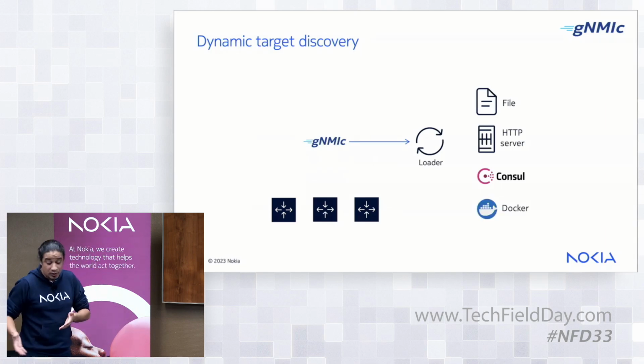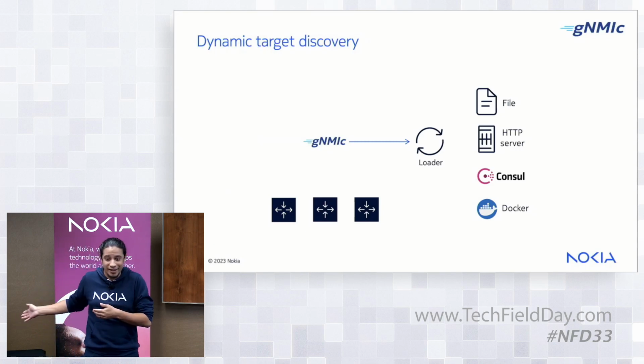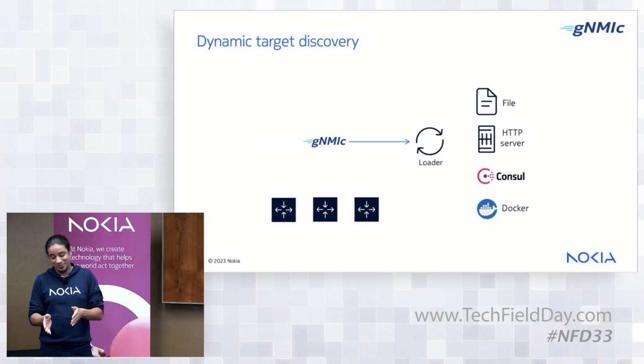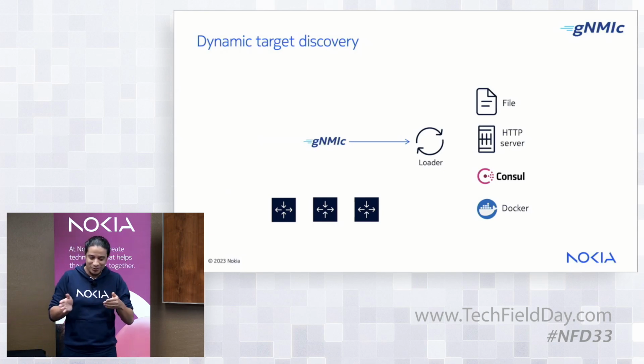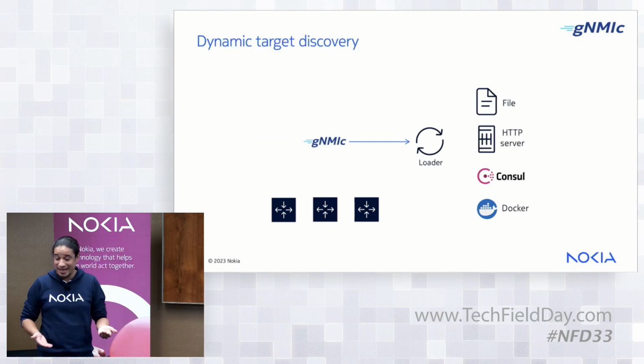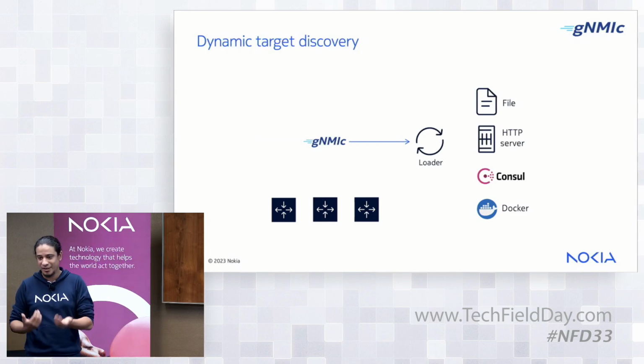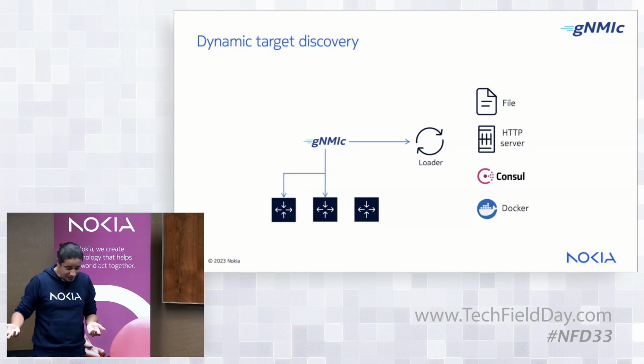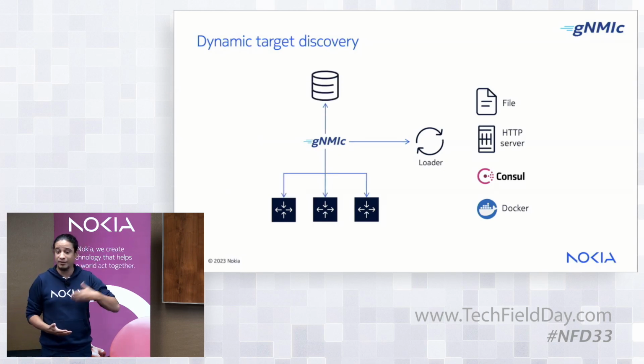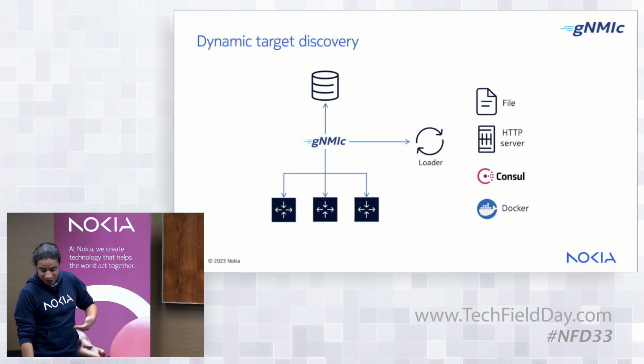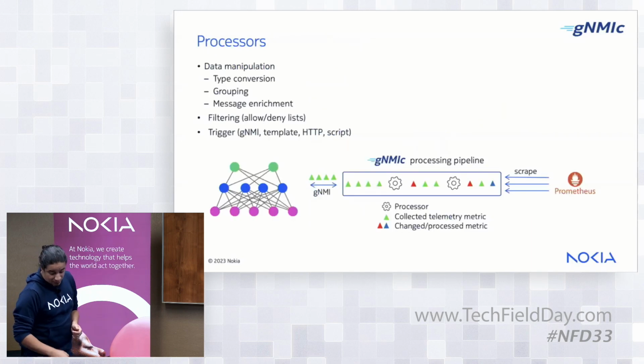And the last one is Docker. If your routers are running as Docker containers, like you've seen in the previous talk, this was actually added for Containerlab. So gNMIc can discover routers running as containers dynamically and create the subscriptions. If they're gone, it will just delete them. Like I said, gNMIc will connect, and once it receives notifications, it will write them to any output defined.